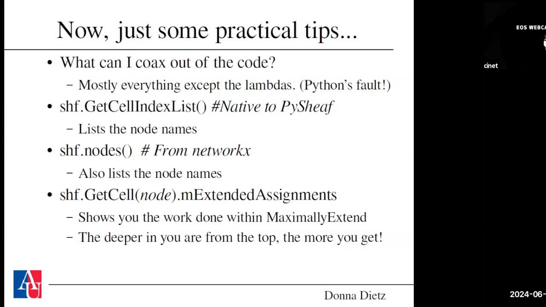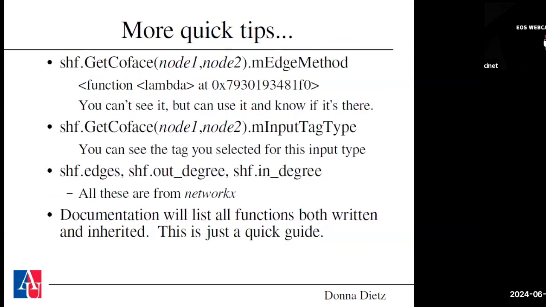Okay. If you do a get cell extended assignments, it will tell you all the work that's being done in maximally extended, which we will discuss after lunch. But the deeper you are from the top, the messier it gets. And if it's really messy, it'll just make an explosion on your screen. You might not want to see it. Okay. Get coface will look something like this. You'll see a lambda function. It'll just tell you where it is. So you can use it and you can see where it's being stored, but you can't see it itself. Okay, that's what I just said before, so I'm just saying it again.